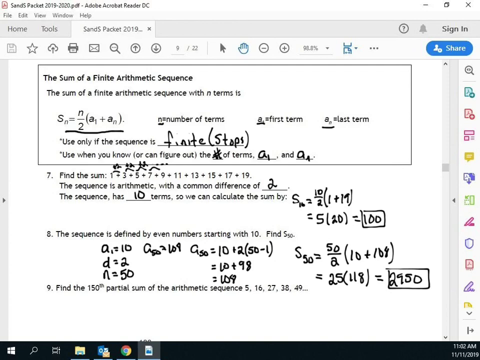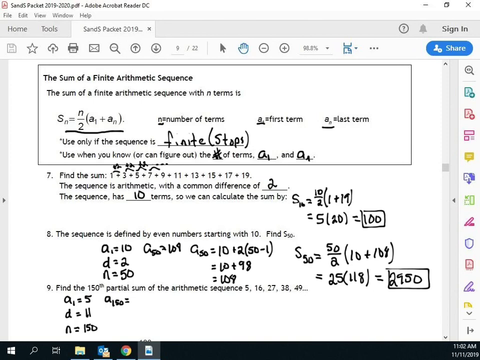Same thing we did on number 8, guys. Let's go through. Do we know our first term? 5. Do we know the common difference that we're counting by? 11. Do we know what term we need to go out to? 150. Do we know the value of the 150th term? No. So here we go. This is going to be deja vu, guys.